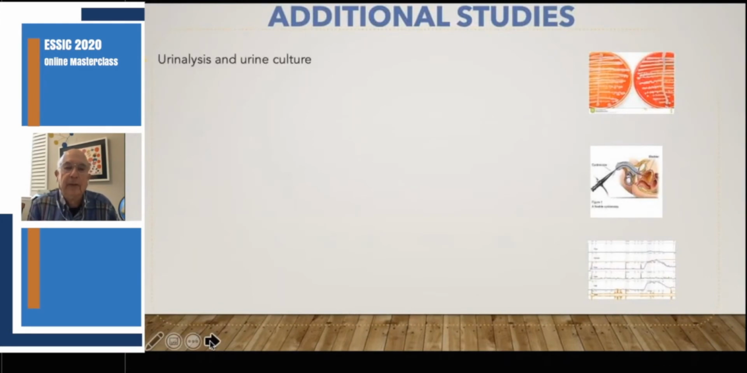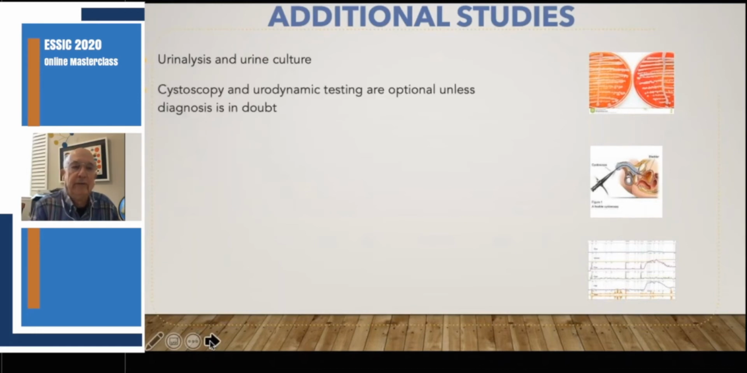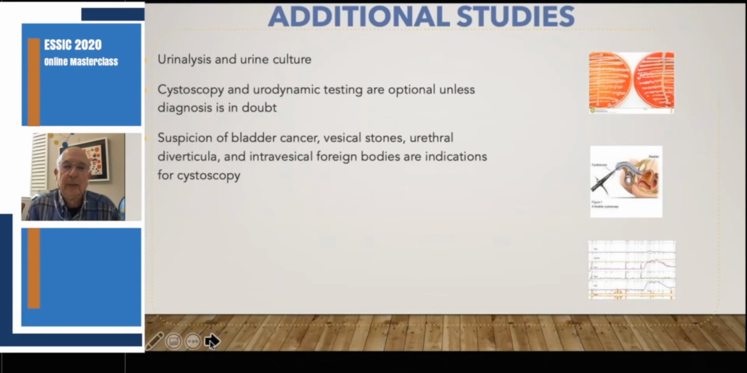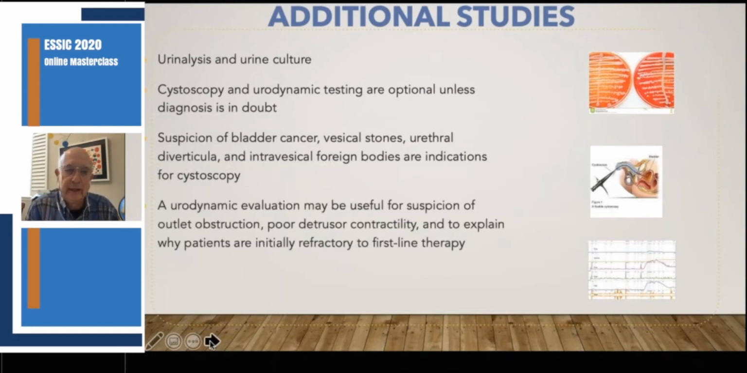And finally, possible additional studies, certainly a urinalysis and urine culture to rule out infection. Cystoscopy and urodynamic testing are optional unless the diagnosis is in doubt. Suspicion of bladder cancer, vesical stones, urethral diverticula, and intravesical foreign bodies would be indications for cystoscopy. Now, this is changing currently, but this was really as of the publication of the guidelines in 2008. We'll talk more about that in just a second.